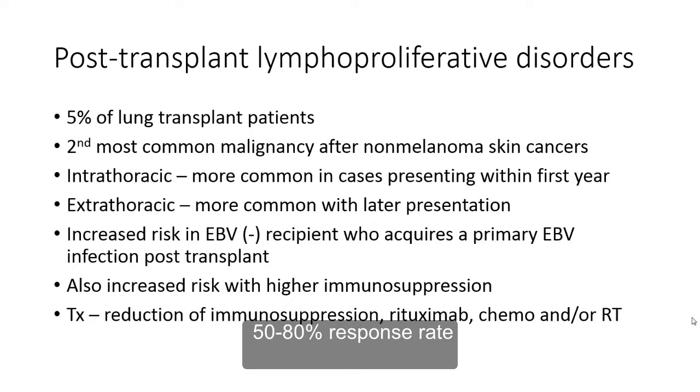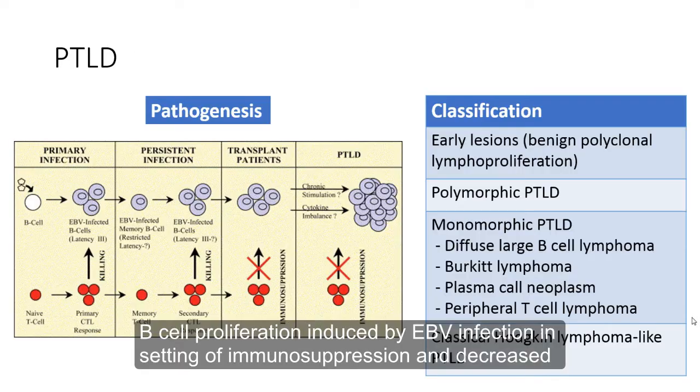And in general, I'm not going to go into depth about treatment because it depends very much on what type of PTLD they have and it gets complex, but in general, reduction of immunosuppression, rituximab is used, and then chemo and radiation are used. Typically, chemotherapy is reserved for refractory disease and patients who have EBV-negative and CD20-negative tumors. And with rituximab treatment, about 50 to 80% response rate, so pretty reasonable.